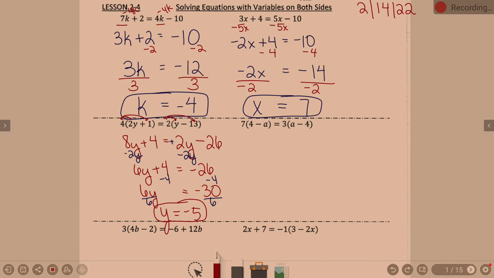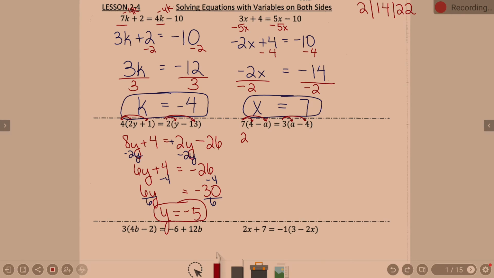Okay. What is that first step? Distribute. We see parentheses. We need to distribute. Good use of the D word, guys. You guys remember distribute. Good. Okay. So first, 7 times 4. 7 times 4 is?